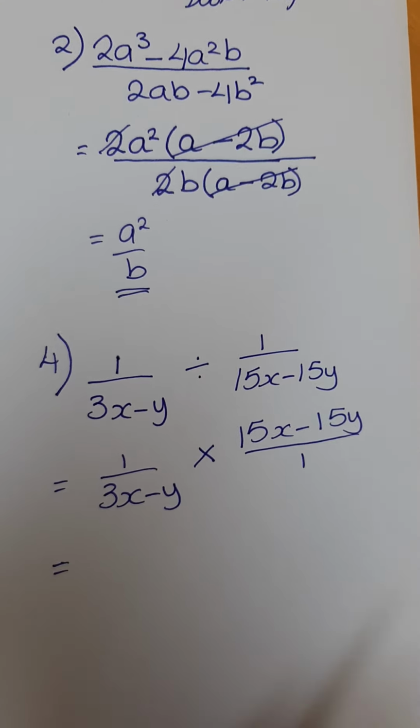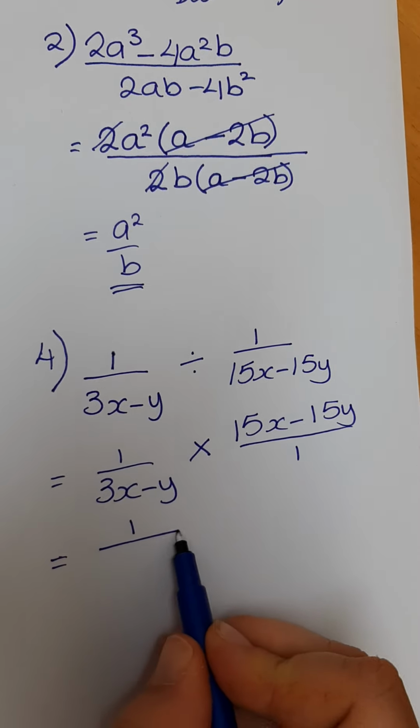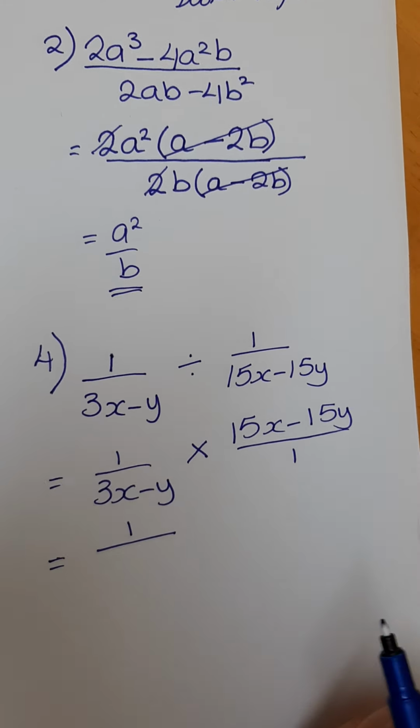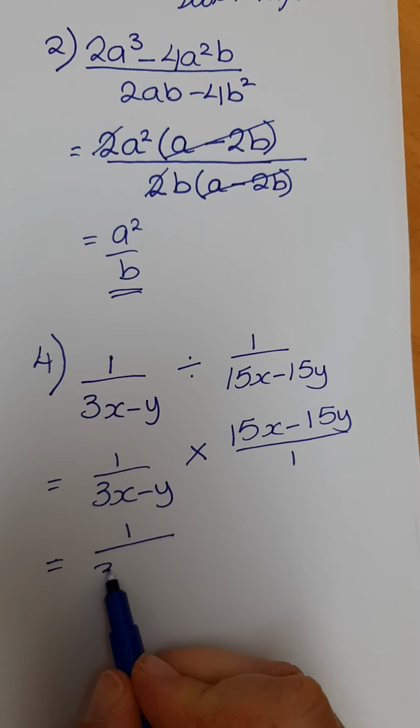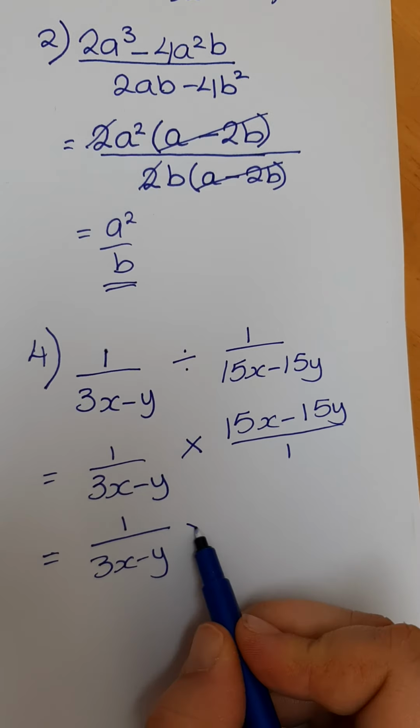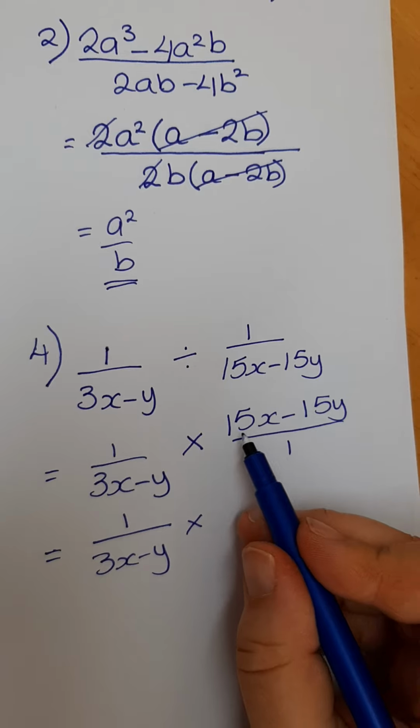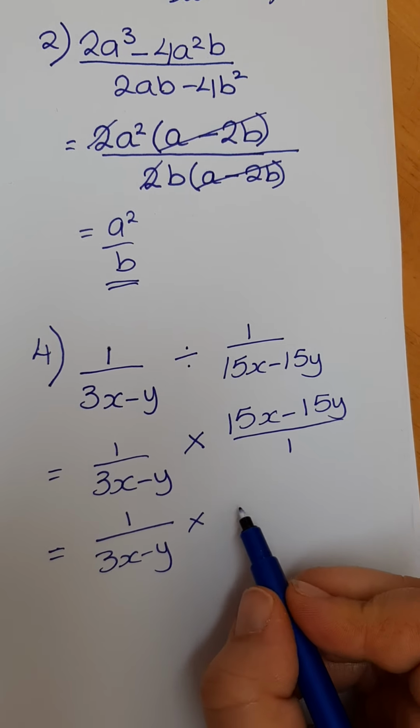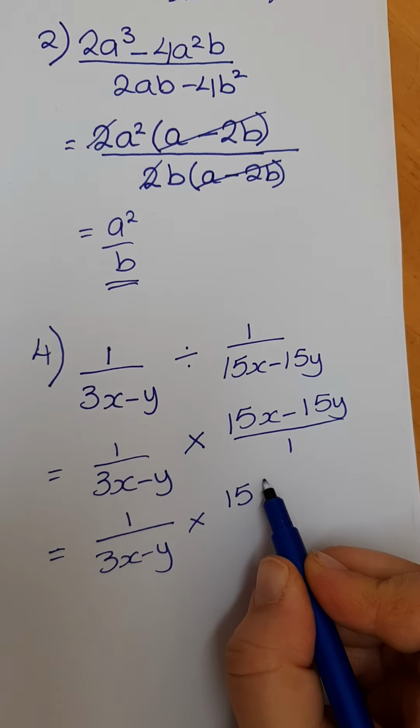We then factorize everywhere that we possibly can. Does anything factorize down here? There is nothing common, so no is the answer. We look up here. They both have a 15. They both divide by 15. So we'll take out 15 as a common factor.